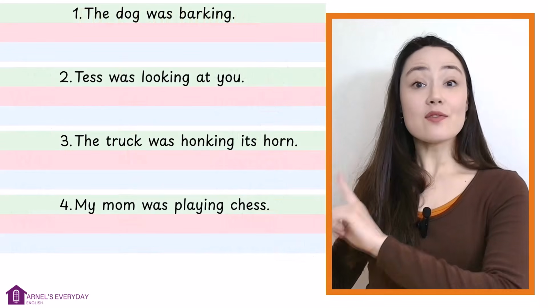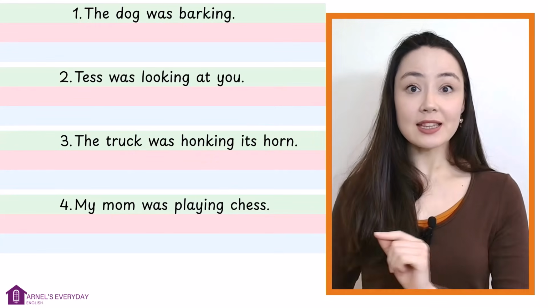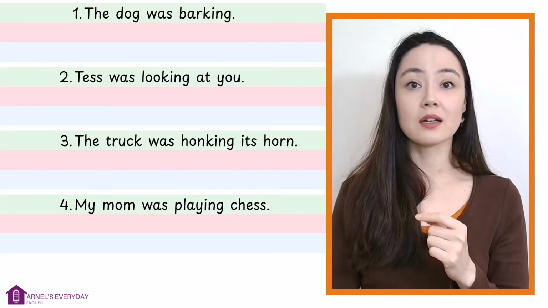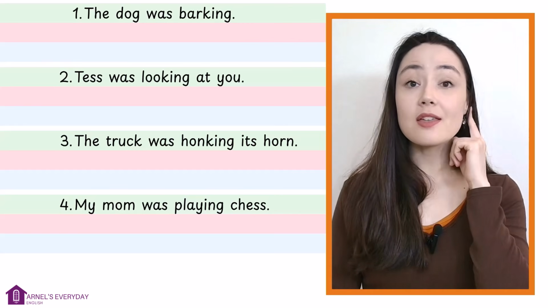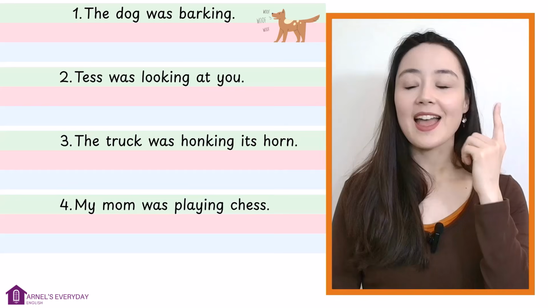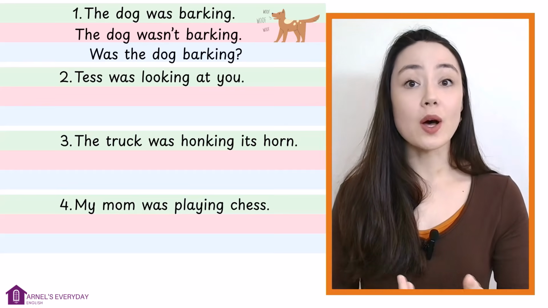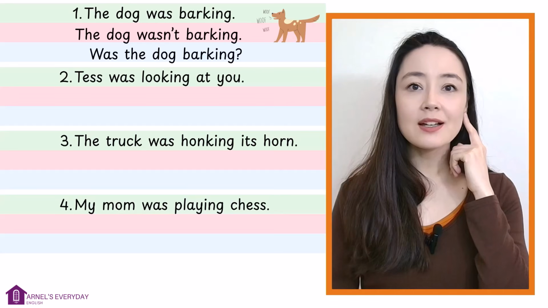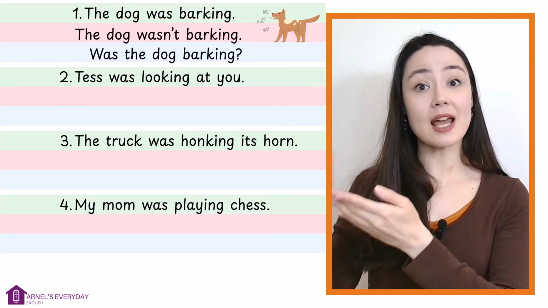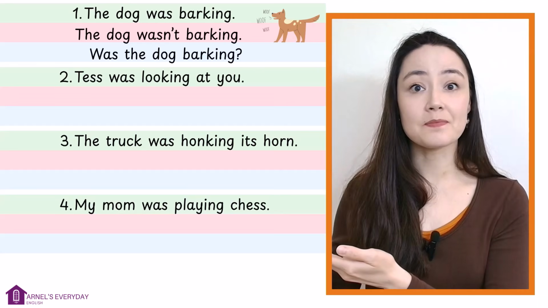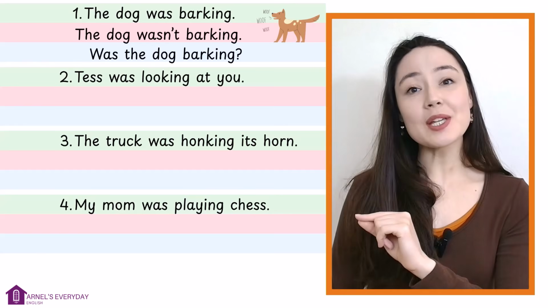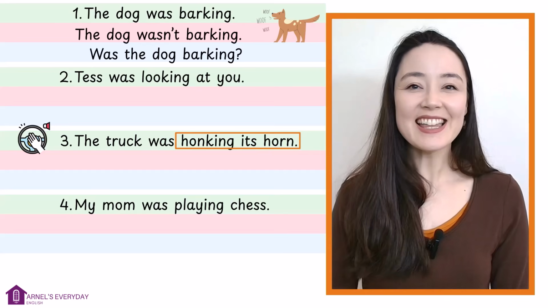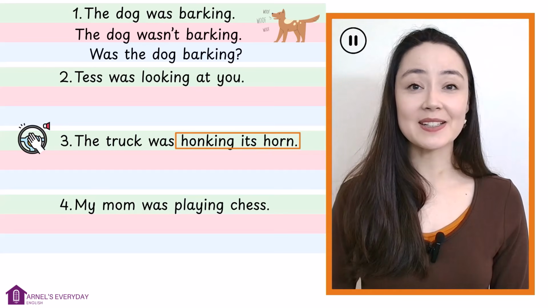Okay, I have 4 sentences here for you. Let's do the first one together. The dog was barking. Bark is this sound. The dog wasn't barking. Was the dog barking? I want you to complete the next 3 sentences. And in sentence 3, if someone honks their horn, it's the sound. Pause the lesson.